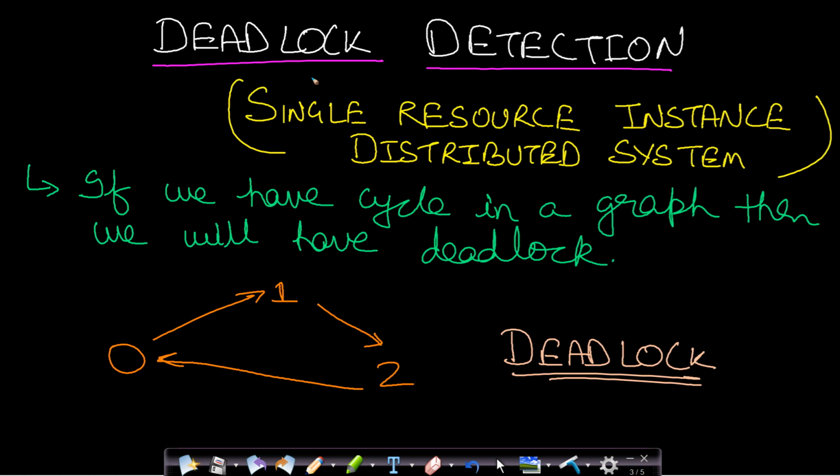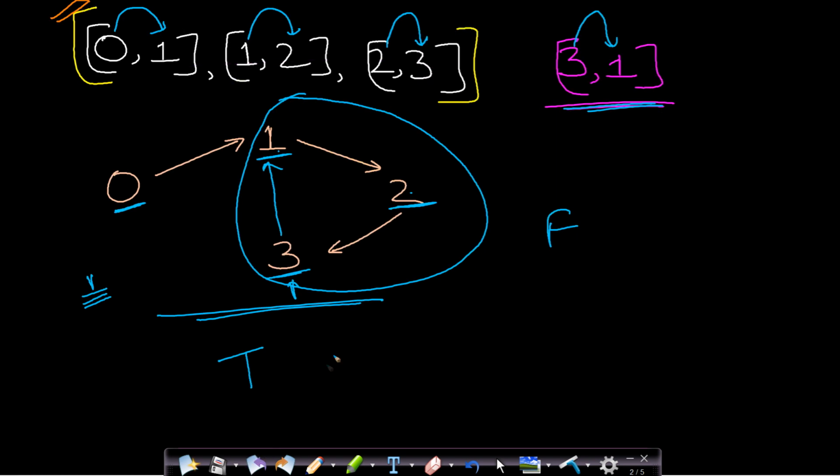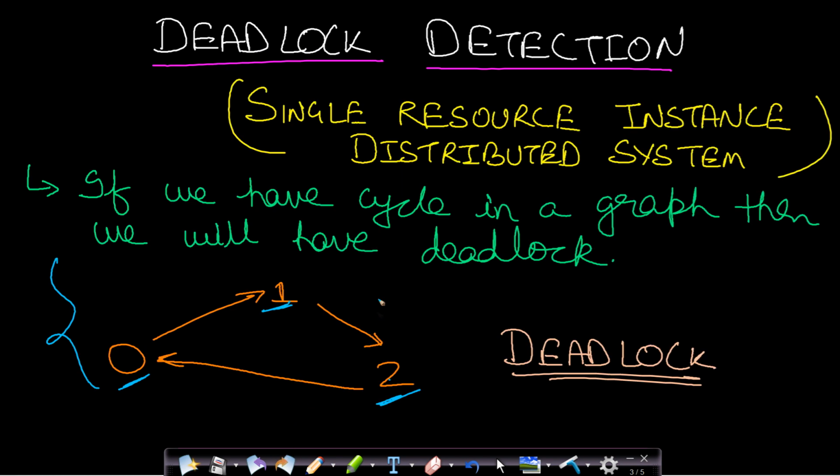This problem is very similar to deadlock detection in a single resource instance distributed system. So if we have a cycle in such a system in a graph, then we will have a deadlock. Like in this case, if resource 0 is waiting for resource 1 and resource 1 is waiting for resource 2 and 2 is waiting for 0, then none of them can be allocated the resources, and therefore there is a deadlock. So you basically need to find a deadlock in this case. So how do we define a deadlock? We already know that it is defined as a cycle. So this problem just reduces to finding a cycle in a graph.